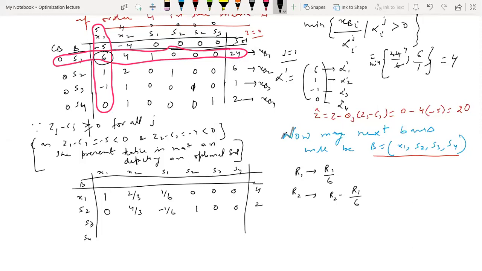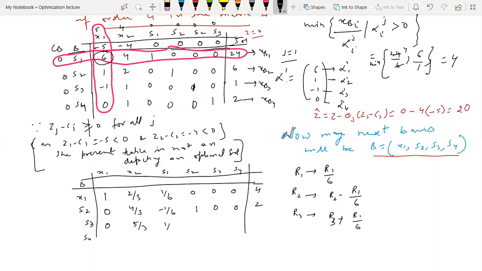Then I have to make this as 0. So what will be my row operation for the third row again? Row 1 by 6 will make this entry 1, and then I'm going to add in the third row. So what it will be? It is 0. So 1 plus 2 by 3 will come out to be equal to 5 by 3.